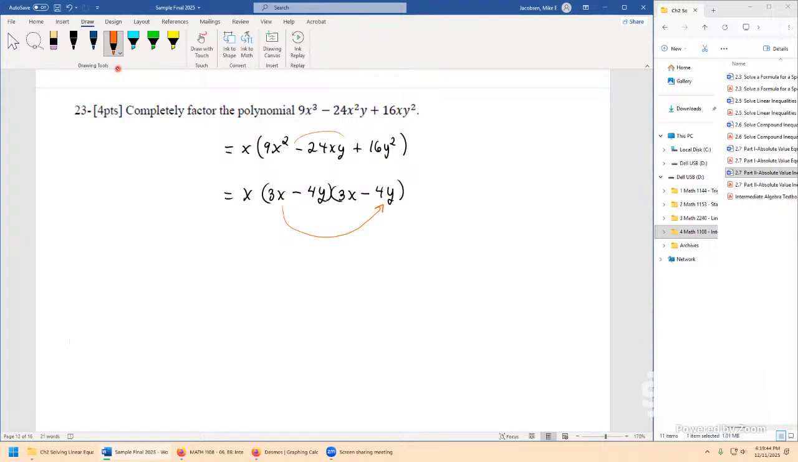So the check is to see if you can get to here, the middle term. Multiply the outer product, 3x times -4y, it's -12xy. Multiply the inner product, that's negative 12xy again. This sums to negative 24xy. And we hit our target, negative 24xy. That tells us this is the answer. And the cleanest way to write it is x times (3x minus 4y) squared.